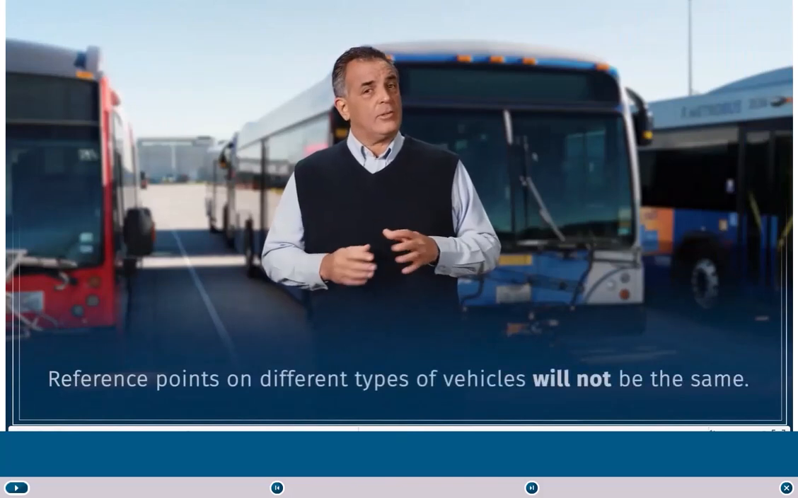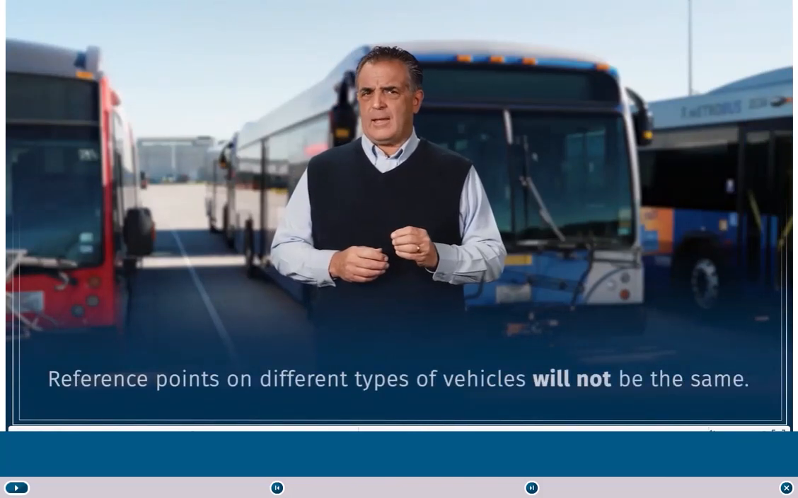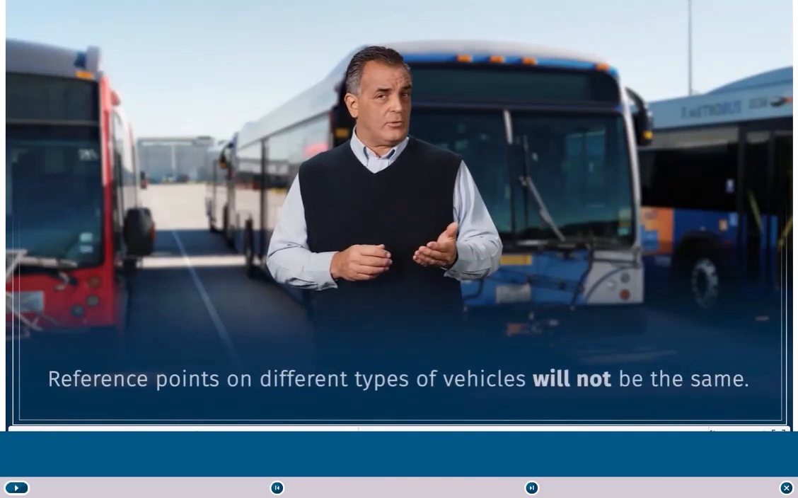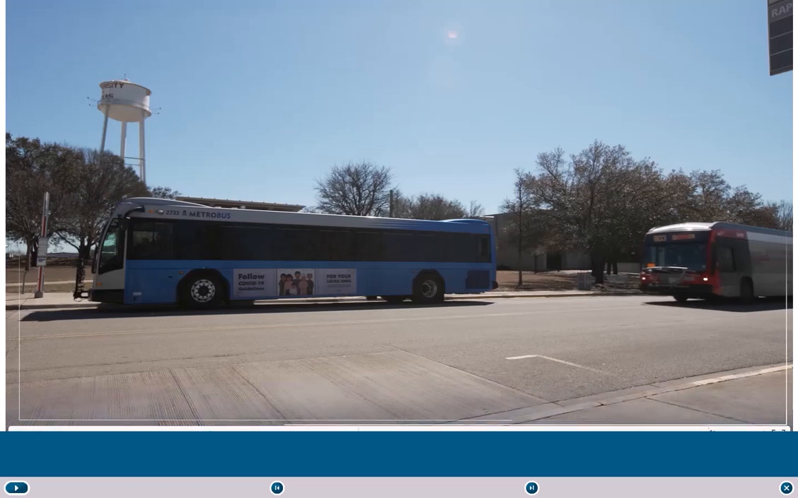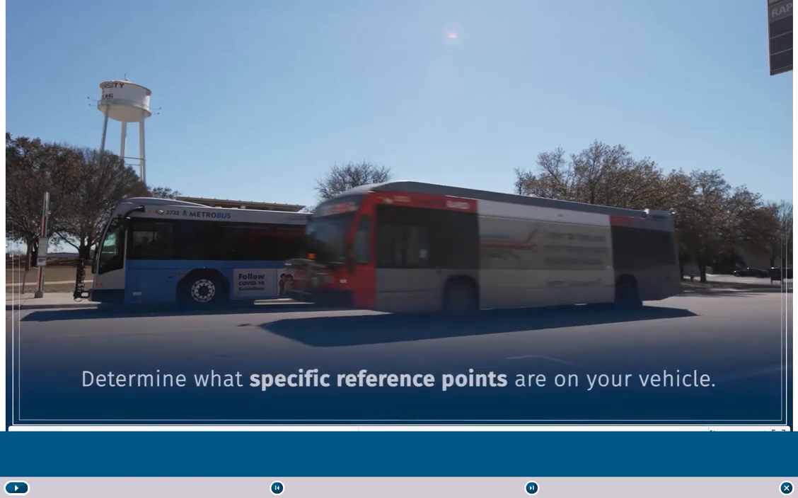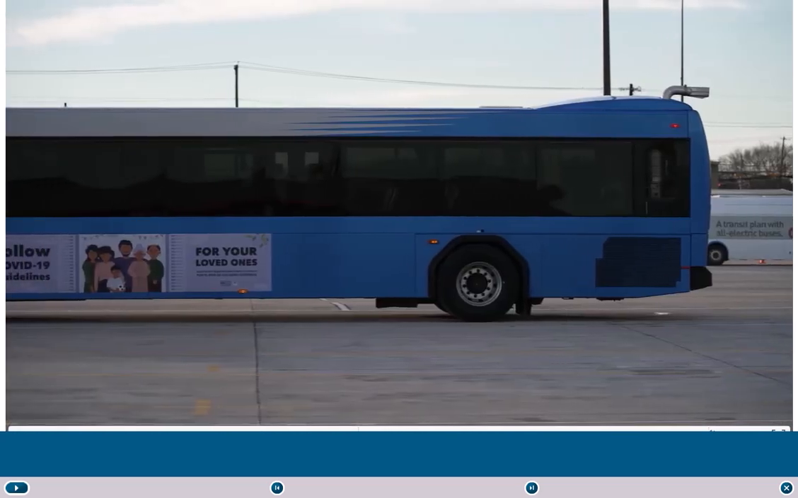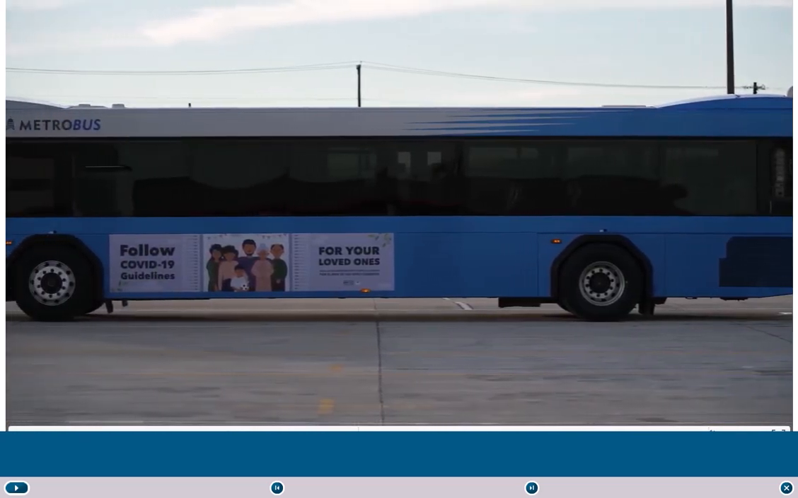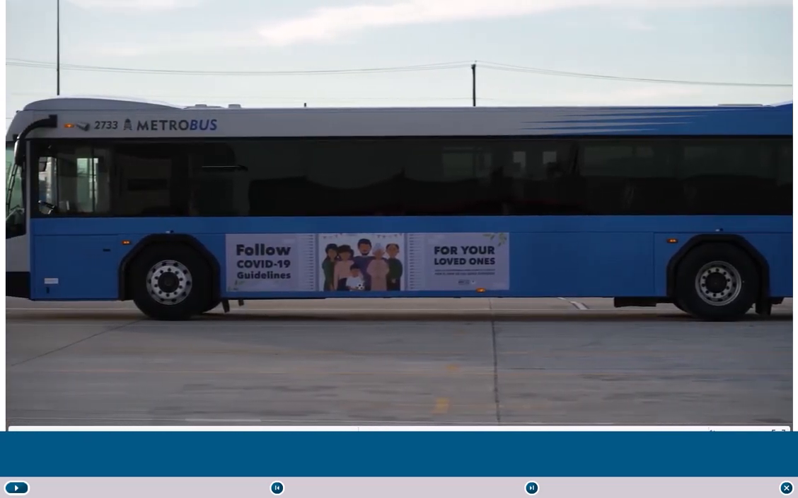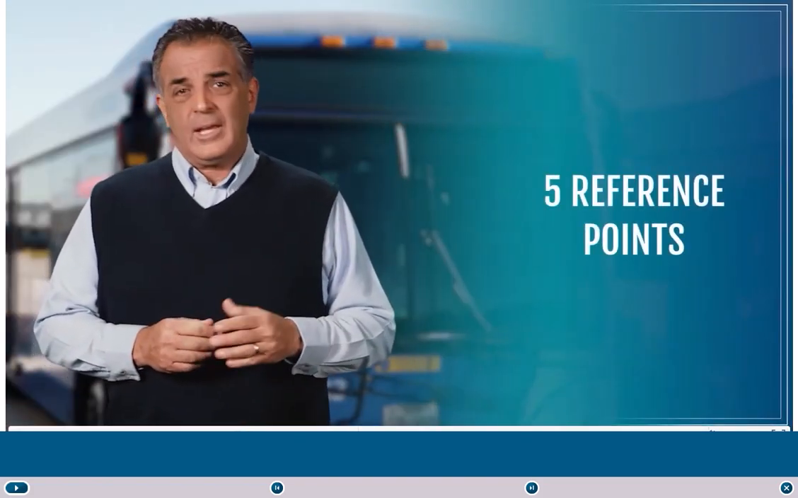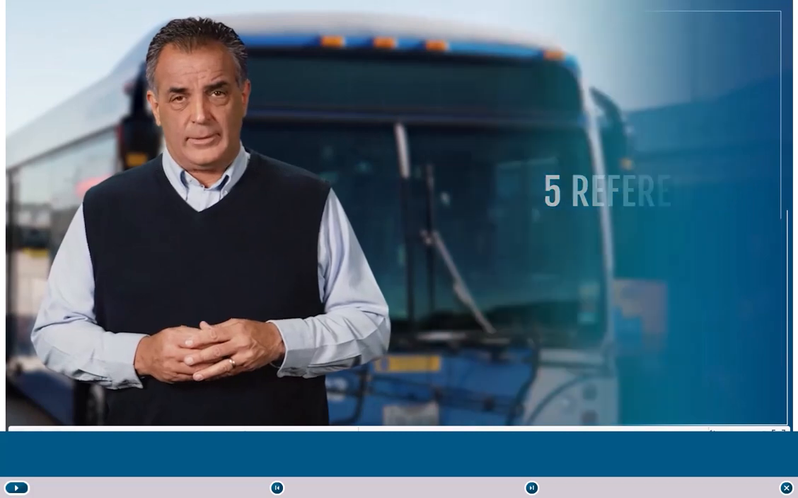Reference points on different types of vehicles will not be the same because of variations in vehicle turning radius, seat position, height, mirrors, and other factors. It's important that you determine what the specific reference points are on your vehicle. This will help you avoid any fixed object collisions and optimize your mirror usage to help guide you. Here are the 5 reference points you'll use and information about each one.